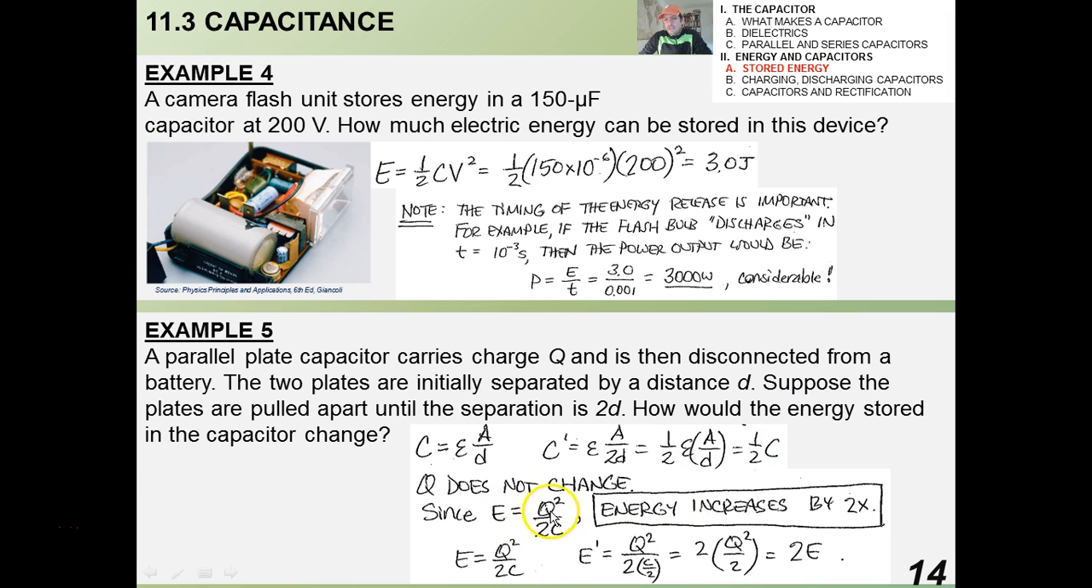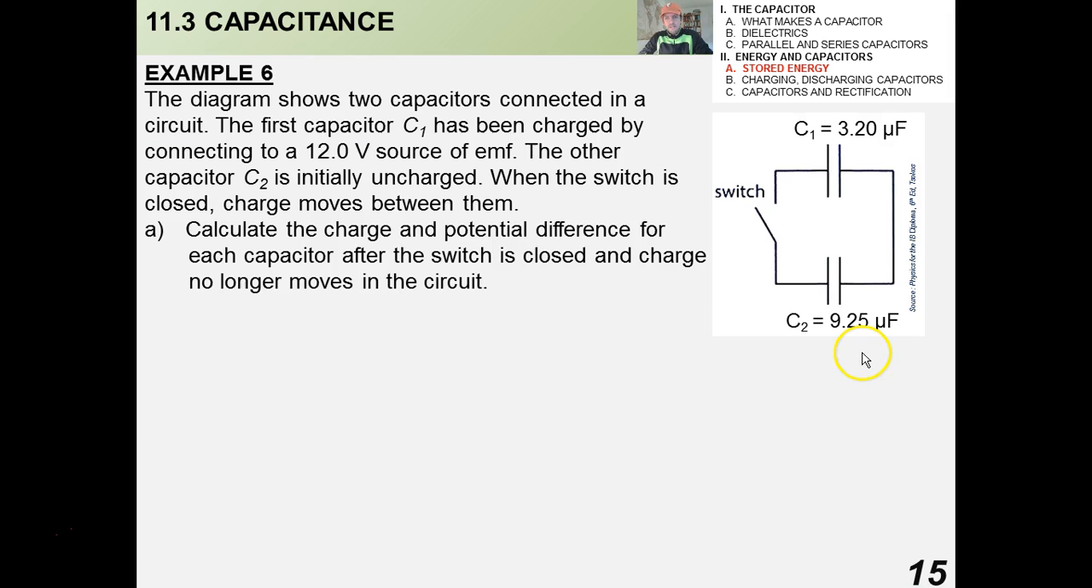So since E equals 1/2 Q squared over C, the energy will now increase by 2 times. And my final line here is I'm doing that same sort of reasoning where I have initial energy, final energy, and because it's over C, the actual energy ends up increasing by 2 times.